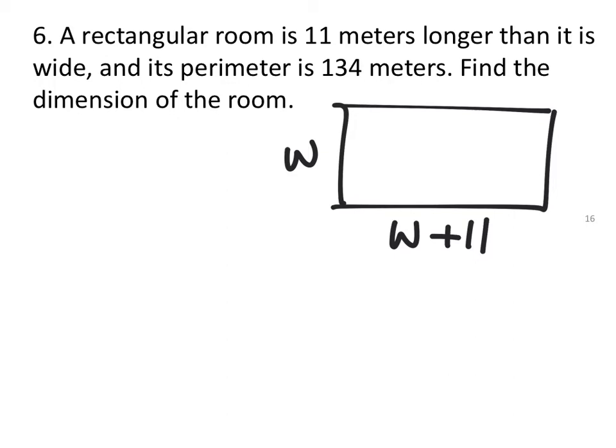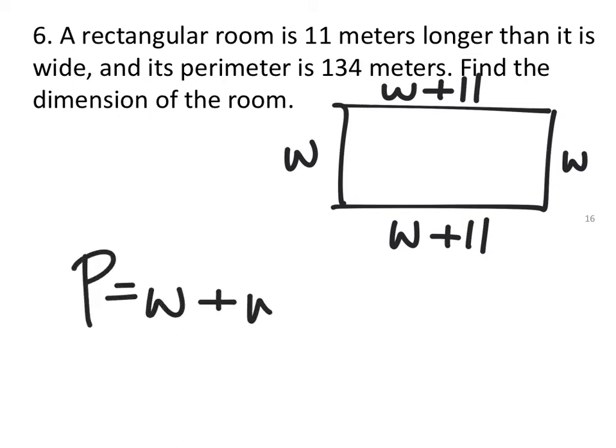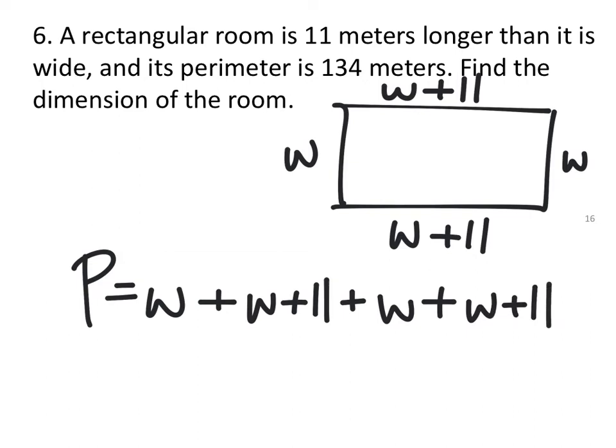Now if I wanted perimeter, I like to see all 4 sides. So this side would be W plus 11, and then that short side is another width, W. And to find the perimeter, it's going to take all 4 sides added together. So W plus 11 plus W plus 11. I can separate the different sides with a different color so we can see the different side lengths there.